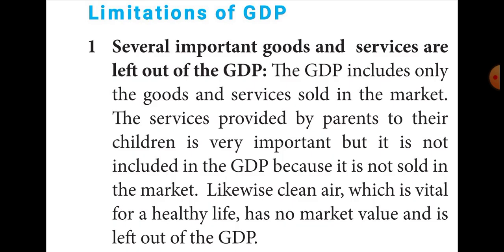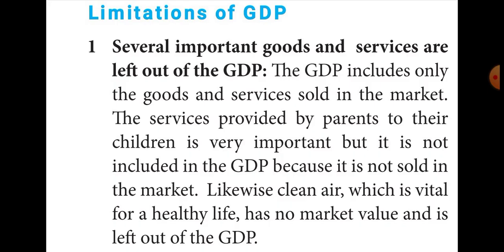The first one is several important goods and services are left out of the GDP. That means only the goods and services sold in the market are added and measured in the GDP. The parents are doing some services to their children, but those particular services are not sold in the market.